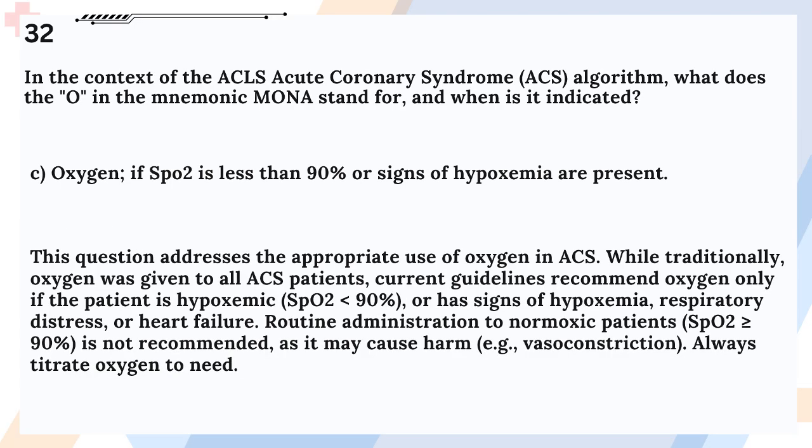Answer: C. Oxygen, if SpO2 is less than 90% or signs of hypoxemia are present. This question addresses the appropriate use of oxygen in ACS. While traditionally, oxygen was given to all ACS patients, current guidelines recommend oxygen only if the patient is hypoxemic, SpO2 less than 90%, or has signs of hypoxemia, respiratory distress, or heart failure. Routine administration to normoxic patients, SpO2 greater than or equal to 90%, is not recommended, as it may cause harm, e.g., vasoconstriction. Always titrate oxygen to need.